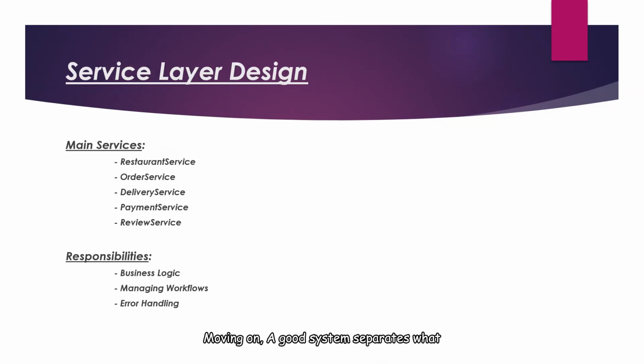Moving on, a good system separates what is done from how it is done. That's where the service layer comes in. Each service will manage a particular domain. Restaurant service manages the discovery of restaurants and their menus.